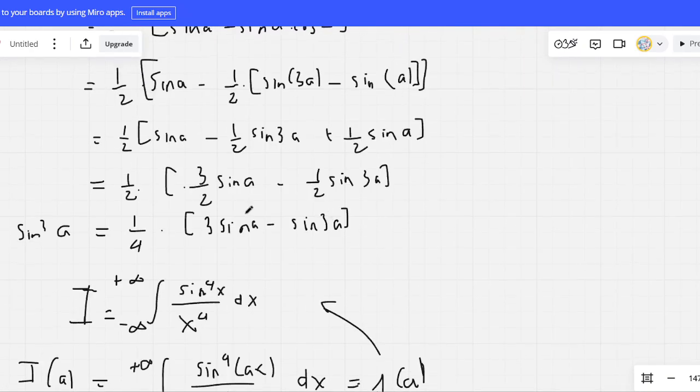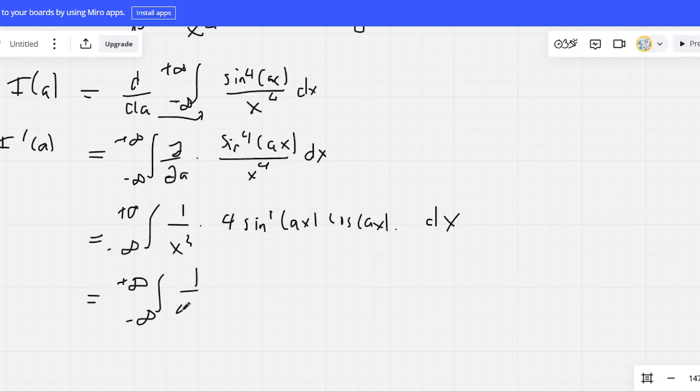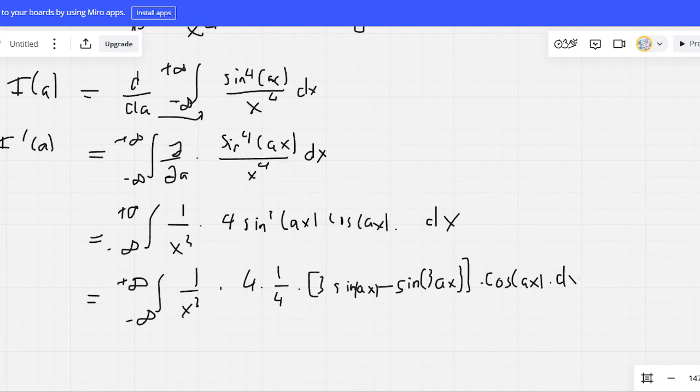And here we can use the formula for the integral from minus infinity to positive infinity of the sine cubed of something. So let's solve this to 1 over x cubed times 4 times 1/4 of 3 sine ax minus sine 3ax. I'm sorry, this should be 3ax. I forgot. Times cosine of ax times dx. And as you can see, this 4 and this 4 simply cancel out.